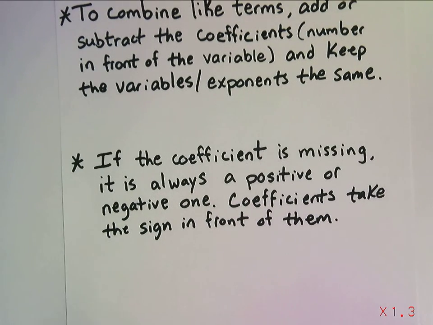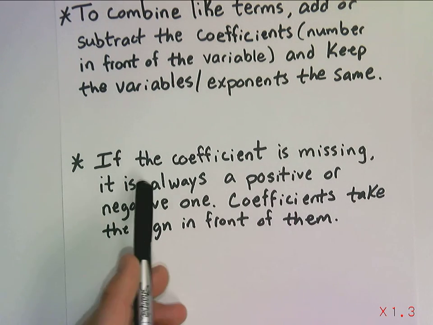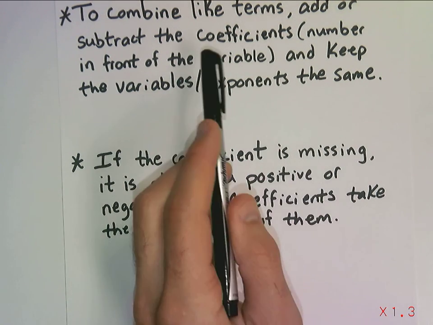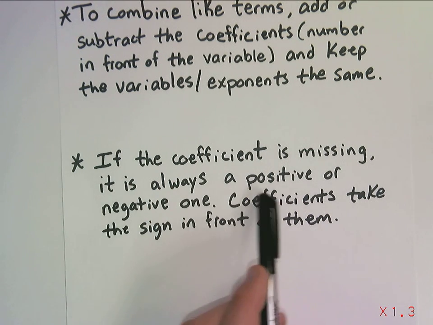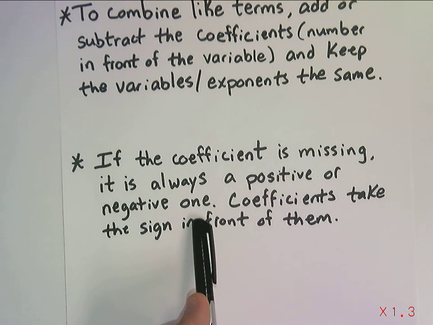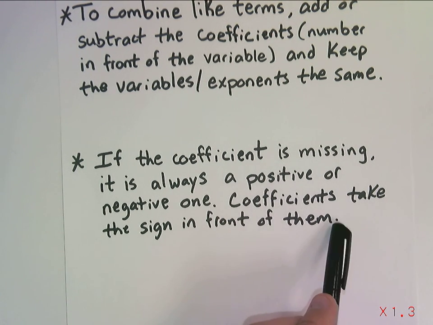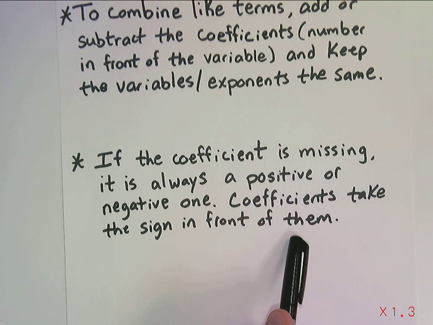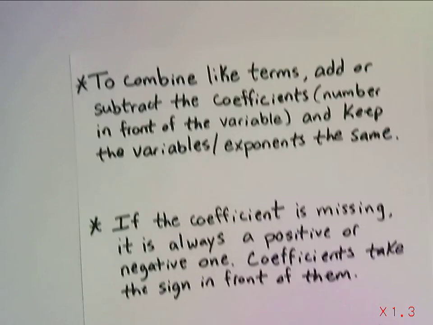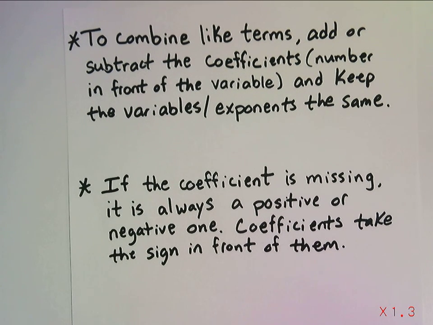And secondly, another thing to remember, and this is a big one, this is probably where you might make mistakes. If the coefficient is missing, remember that's the number in front of the variable, it is always a positive or negative 1, depending on which sign is out in front of it. And to expand on that, coefficients take the sign in front of them. So if there's a subtraction symbol in front of the coefficient, it's negative. If there's a plus in front of the coefficient, it's positive. Leave those there for a second. Might help to pause the video so that you can copy these down.